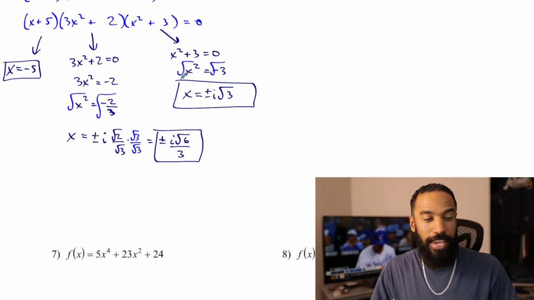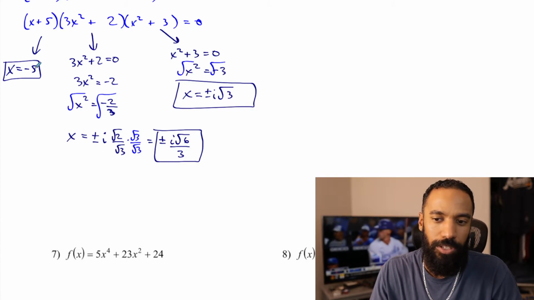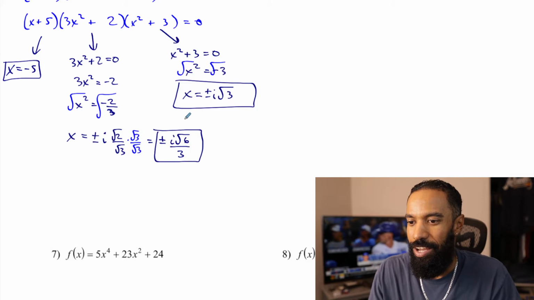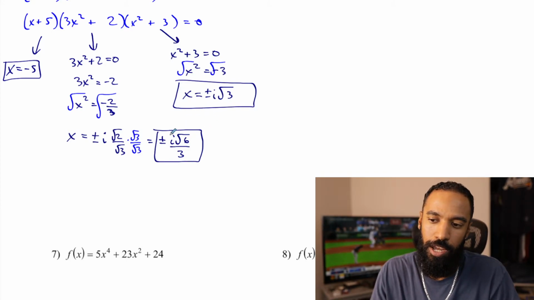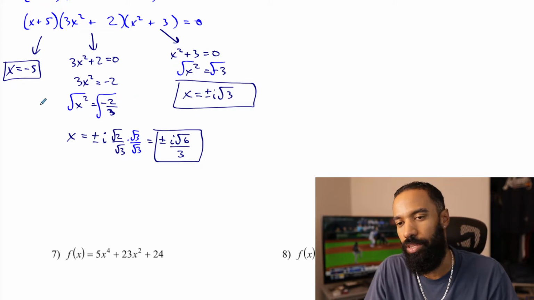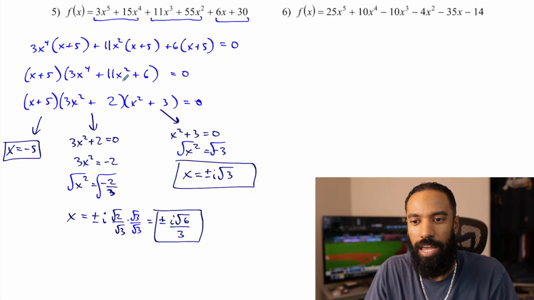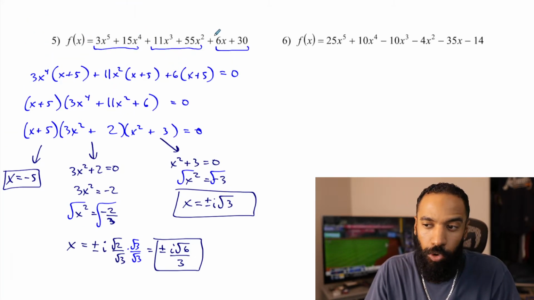Okay, 5 answers there. 1 real rational integer, and 4 complex, 2 pairs of complex conjugates right here: i root 6 over 3, negative i root 6 over 3, i root 3, negative i root 3. Those are the other ones. So if factorable, it kind of makes things easier there. And factoring by grouping really helped as well.